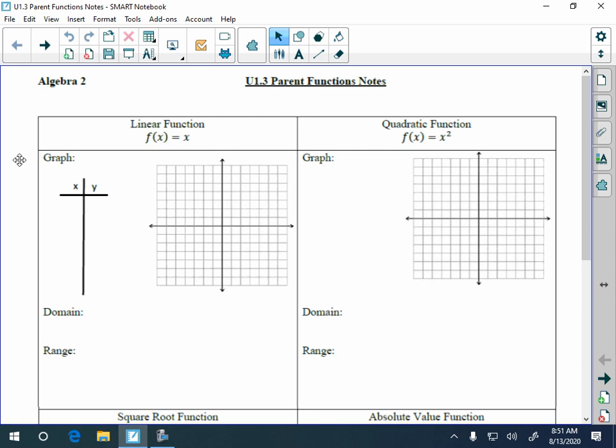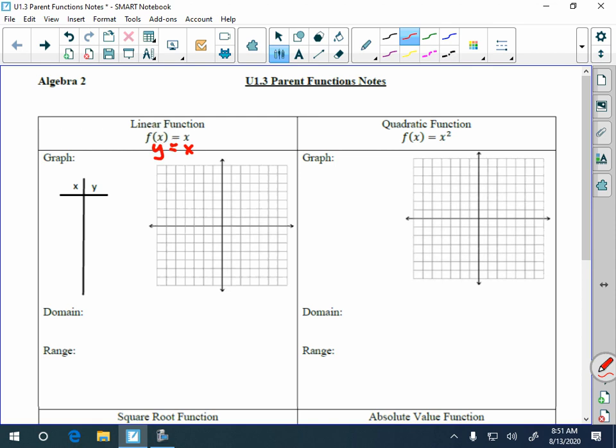All right, so the first one is called a linear function. Linear has the word line in it. So this is going to be a line, and its function is f of x equals x. Now remember, f of x is the same as y. So if the function notation is kind of messing you up a little bit, you can always replace f of x with y.